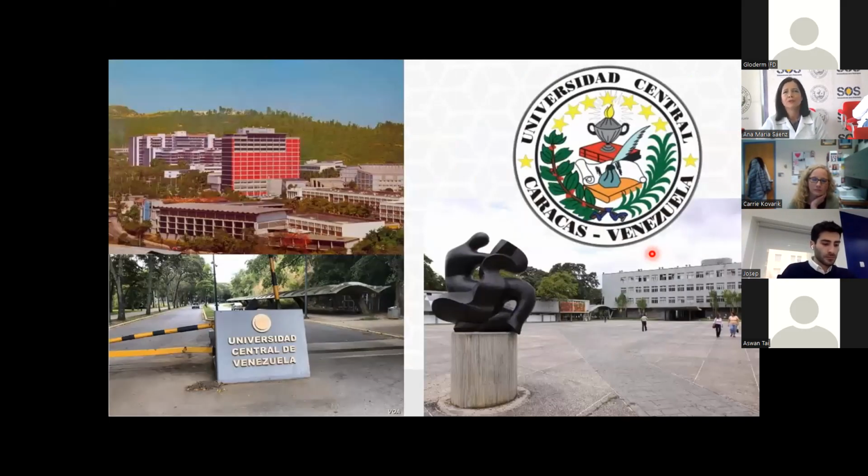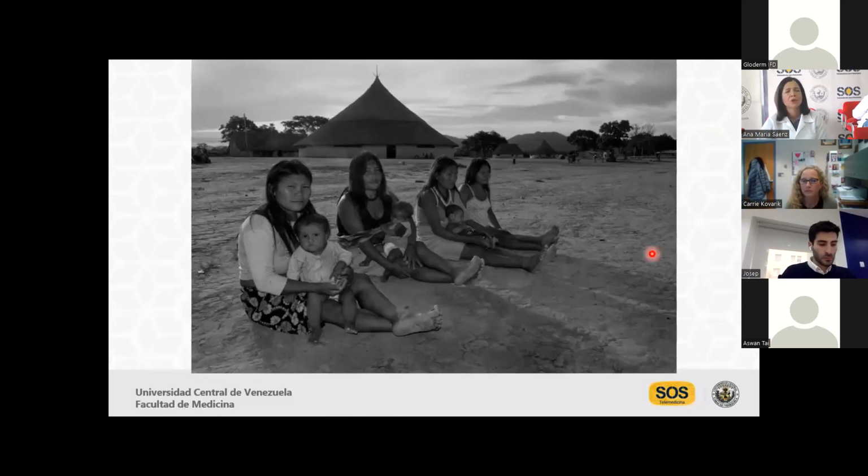So we are at the Universidad Central de Venezuela, one of the major universities of the country, the most important universities, and we're one of the major medical schools in our country. From that university, there have been projects to try to solve this terrible situation that we are going through, especially for the most vulnerable population located in the south parts of the country, the indigenous, and also at the borders of Colombia and Venezuela, who are very, very poor people.